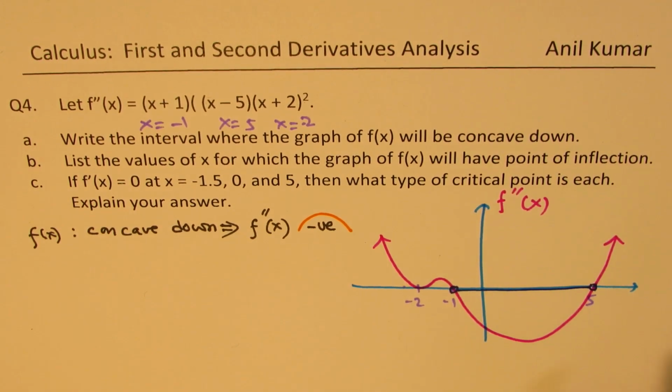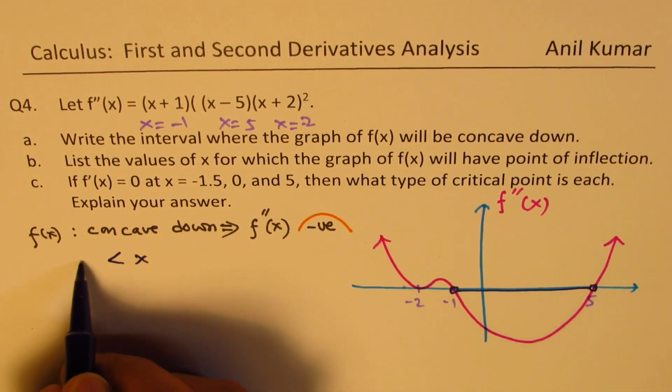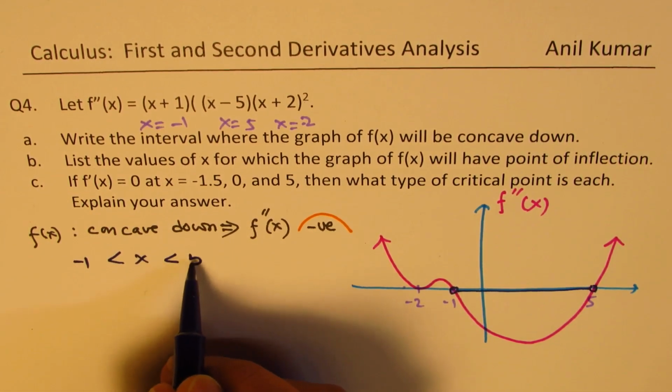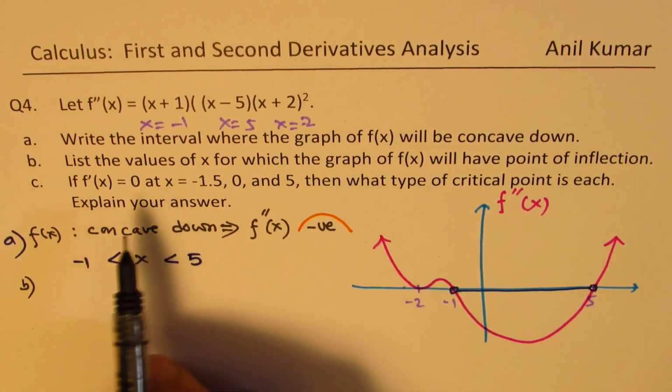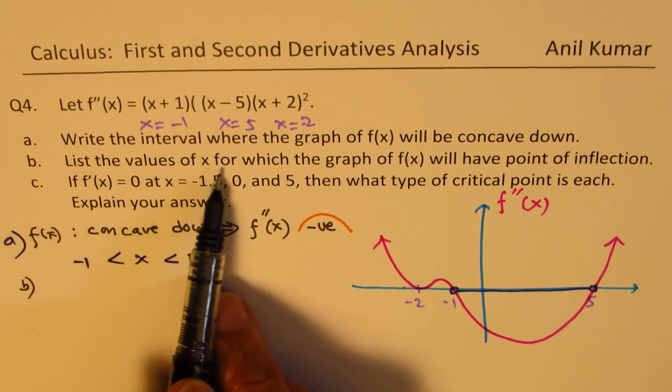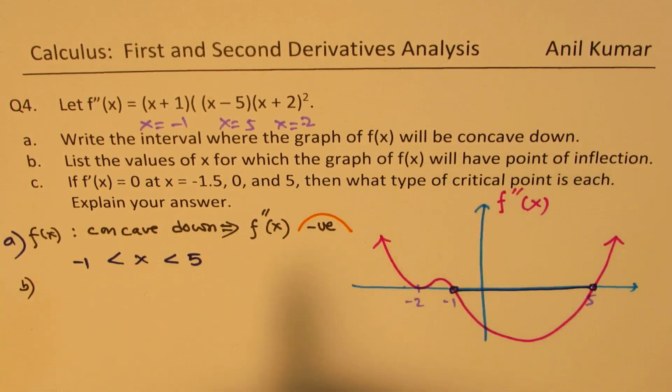right? And therefore, the answer is when x is between minus 1 and 5. So that is the answer for A. Is that clear to you? It is negative only in the interval from minus 1 to 5, and that is when the function will be concave down. Perfect? Now let's answer part B, which is list the values of x for which the graph of f of x will have a point of inflection.